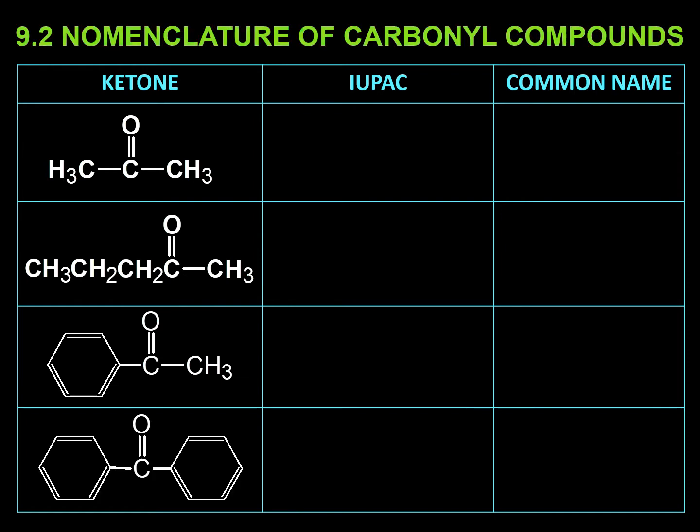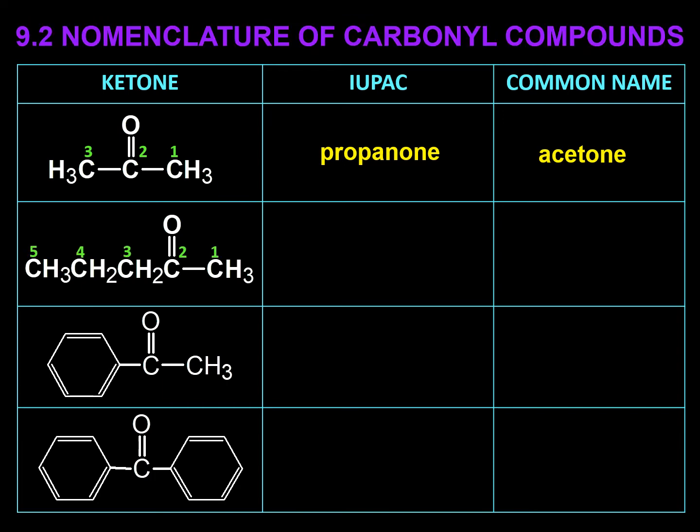A few examples of ketone. The first one, we have 1, 2, 3 carbon atoms as a parent chain with IUPAC name propanone, or known with a common name of acetone. The next example, starting with the first carbon on the right hand side, we have 1, 2, 3, 4 and 5 carbons as a parent chain. The IUPAC name for this structure is 2-pentanone because the carbonyl group is located at the second carbon.